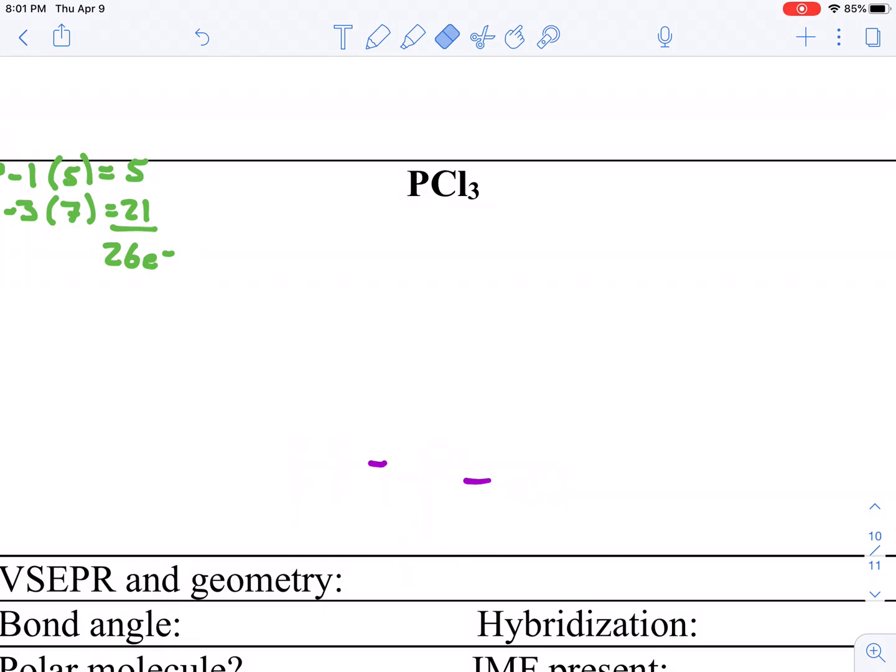And another note here that you'll see in the rules is that whenever possible, if you can be symmetrical, if you can have symmetry in your molecule, that's valuable.